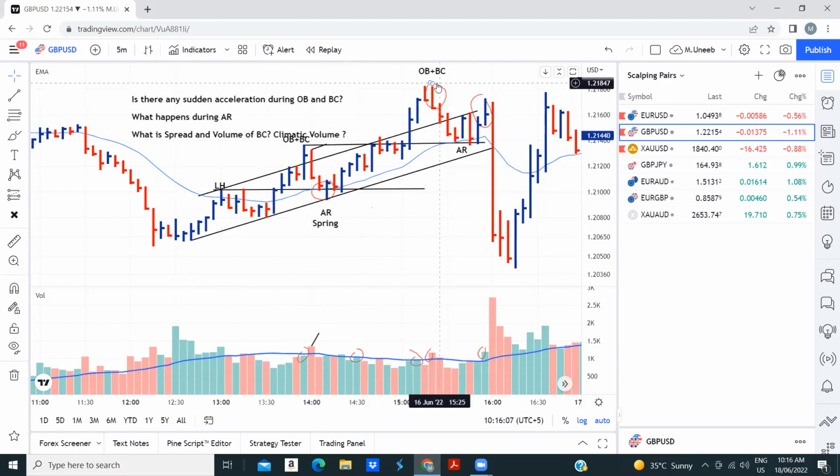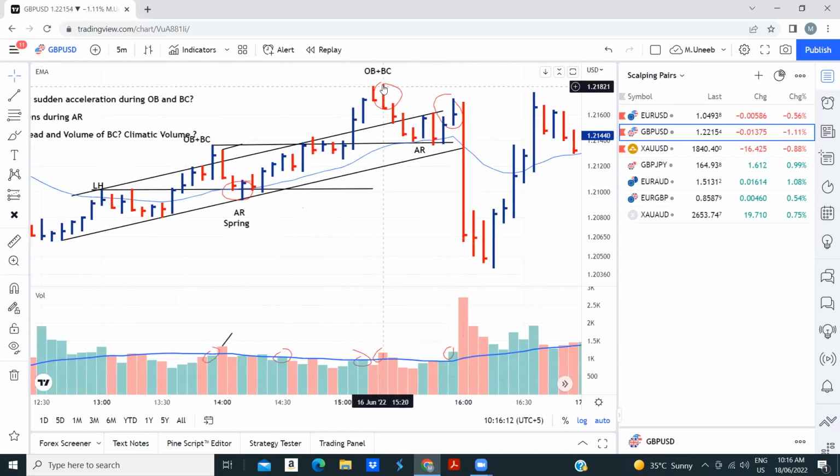Remember that a climatic volume should occur on the peak point. This is the peak point of the up move. After that, there was a down move. So yes, all three answers are yes. This is actually overbought and buying climax. Got it? And this is the secondary test.